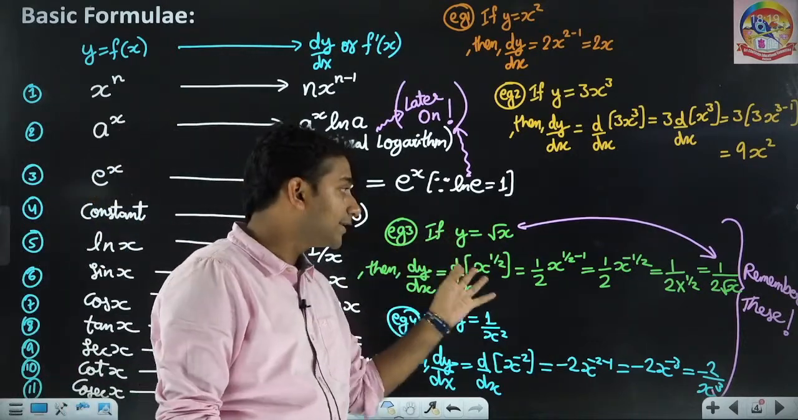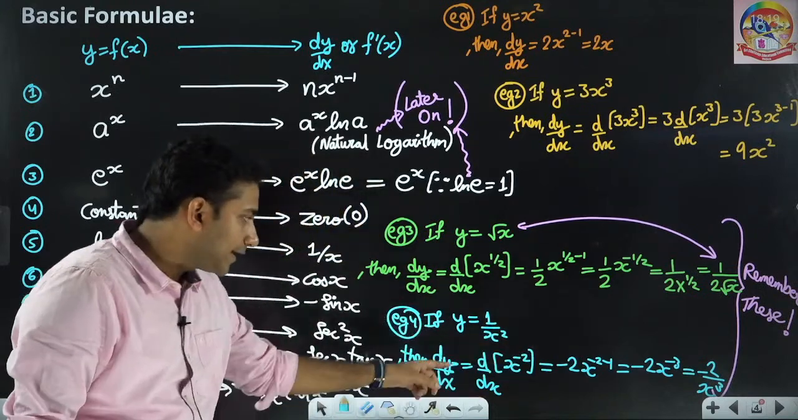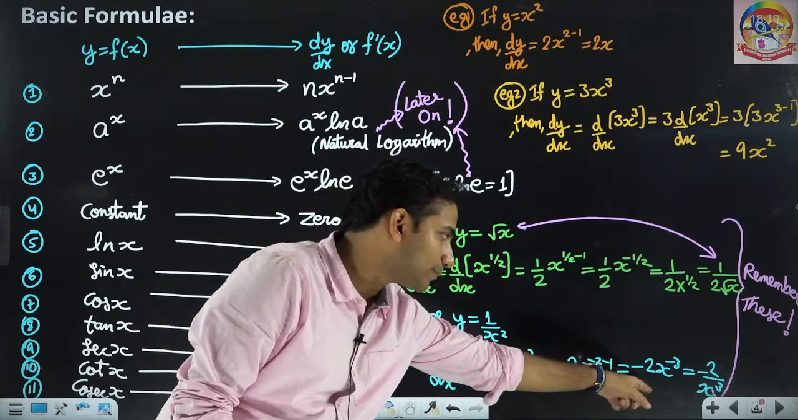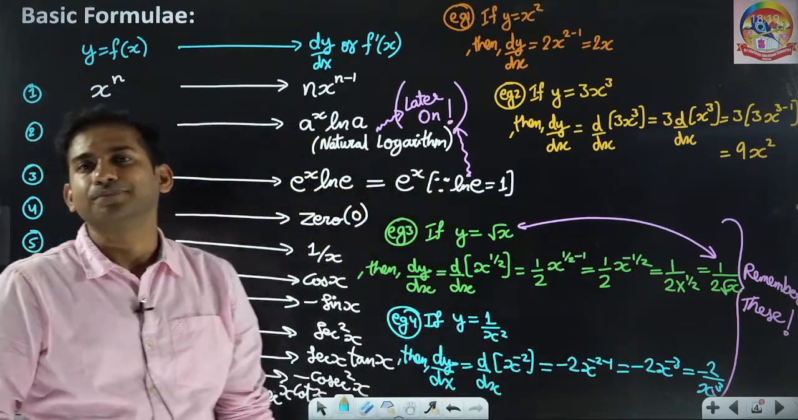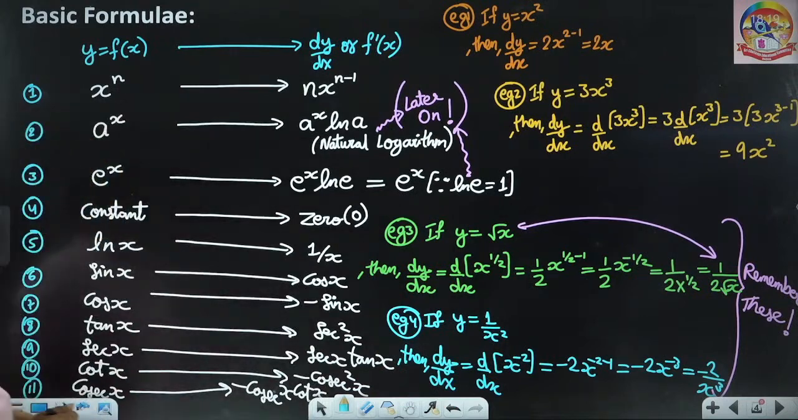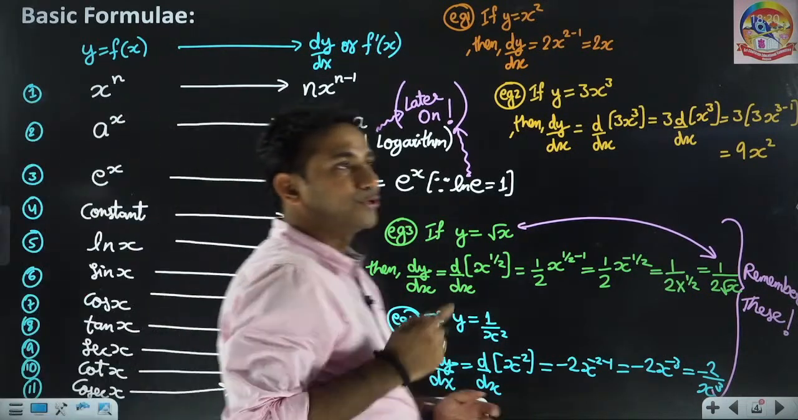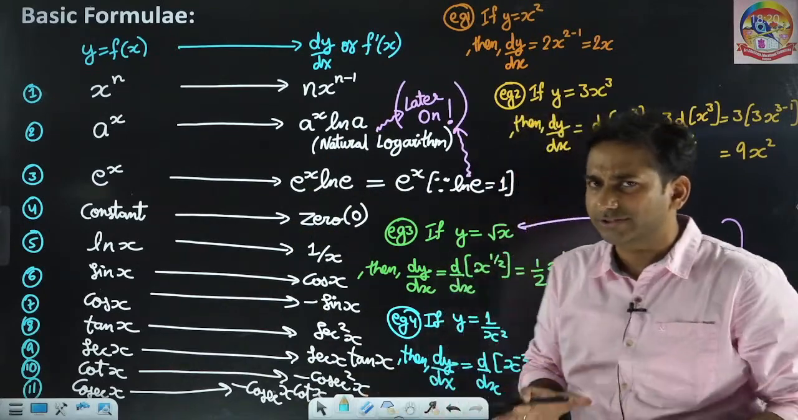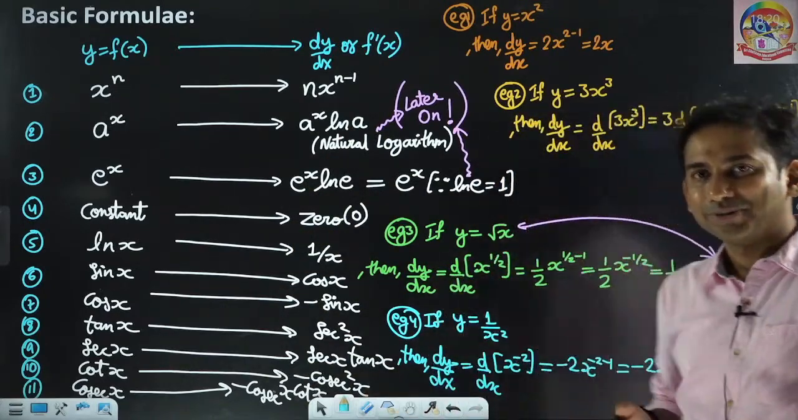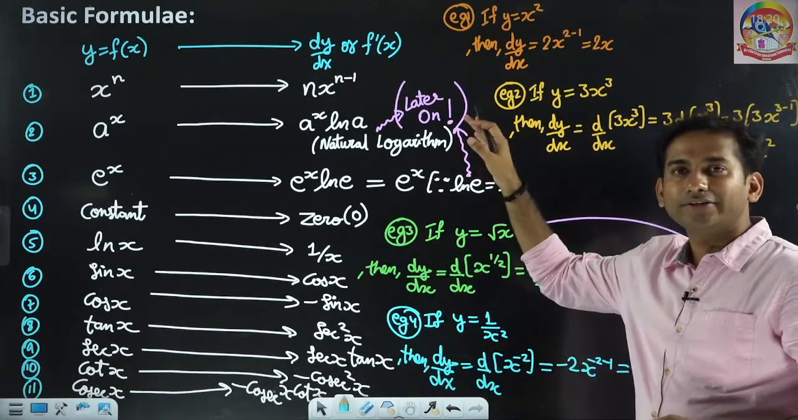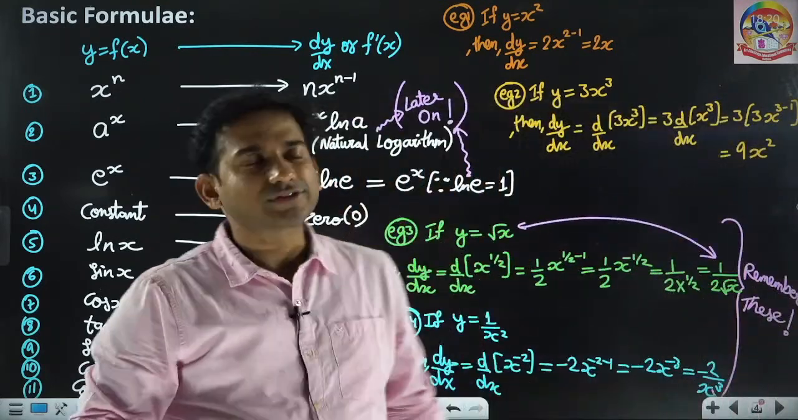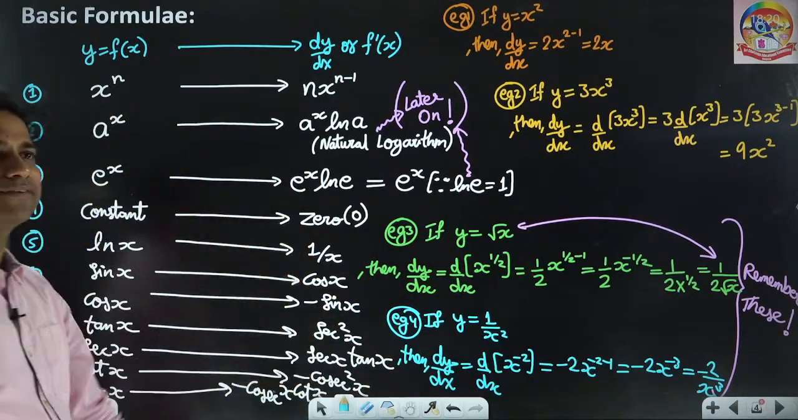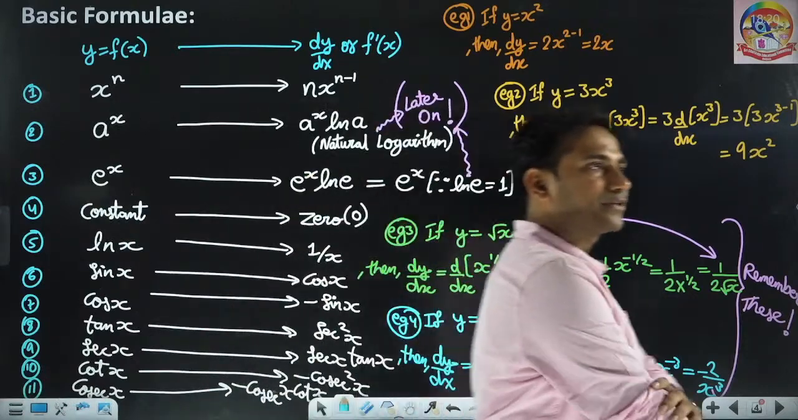Y equals root x, its derivative is 1 by 2 root x. And see the application of the formula, power will be multiplied and actual power will be reduced. That is in front of you. So now it's time to learn all the formulas right now, and don't think sir is giving a lot of work. Once you learn it in a minute, in the next 2, 3, 4 slides we are going to practice it a lot. Then quickly we will see what type of problems come in physics. So try to do it.